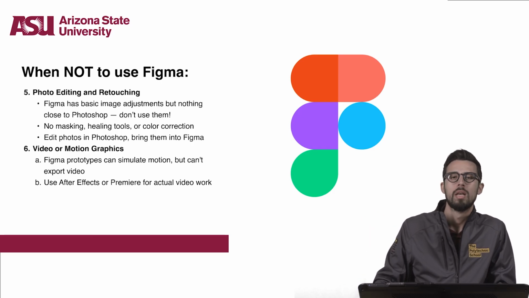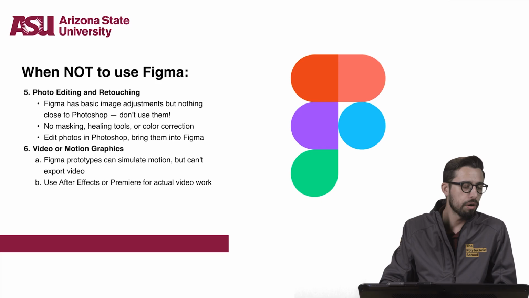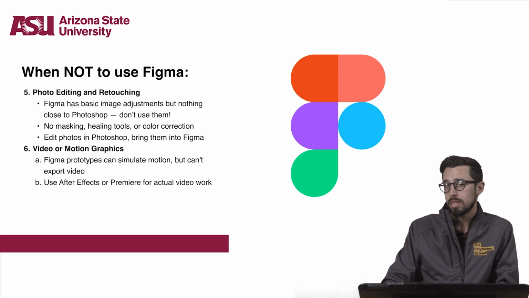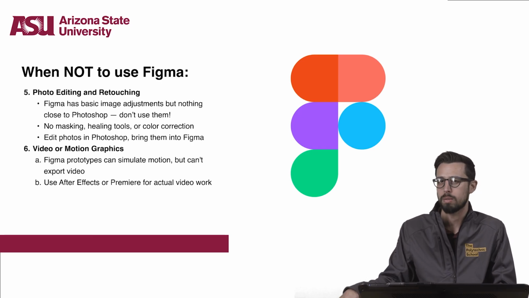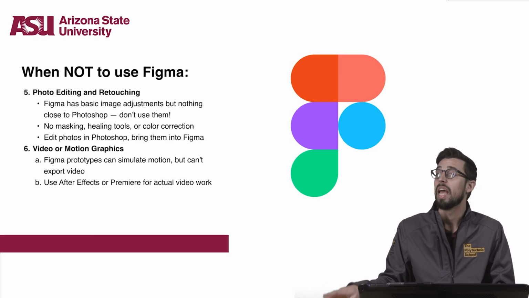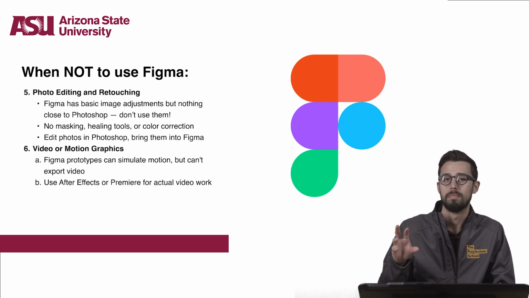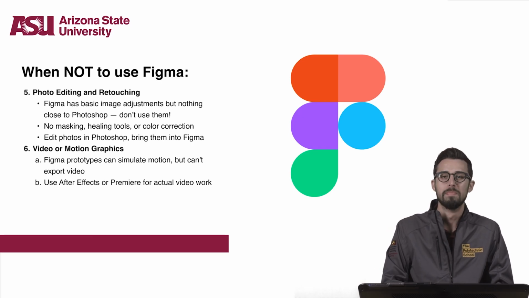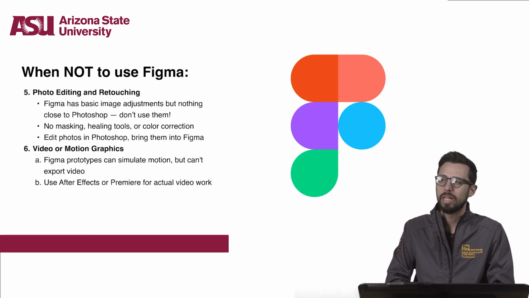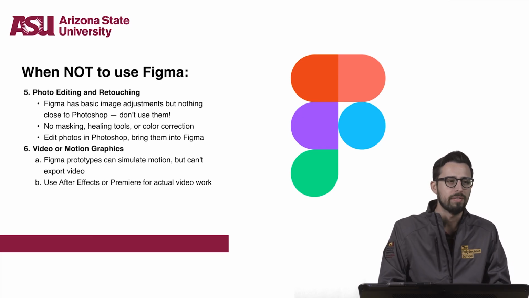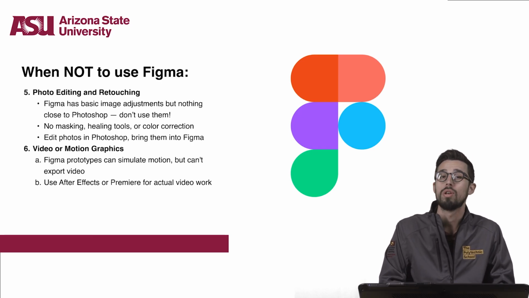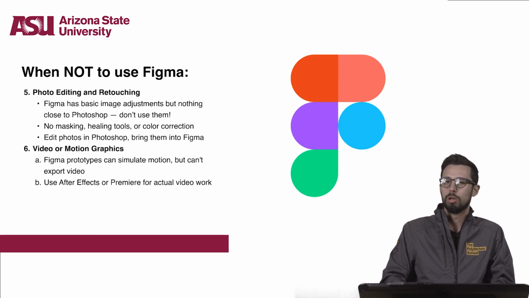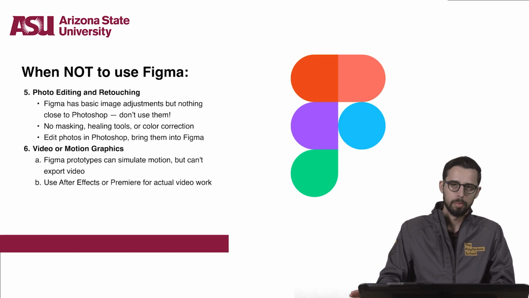Number 6, video or motion graphics. Figma prototypes can simulate motion and animation, but you can't export actual video files from Figma, at least not at this time. I'm telling you, I would love it if it could. There's a lot of use cases where I'm like, oh, I'd really love to be able to export a video or even just a GIF. Who knows what they have in store for us in the future. If you need to create video content or motion graphics, use After Effects or Premiere.